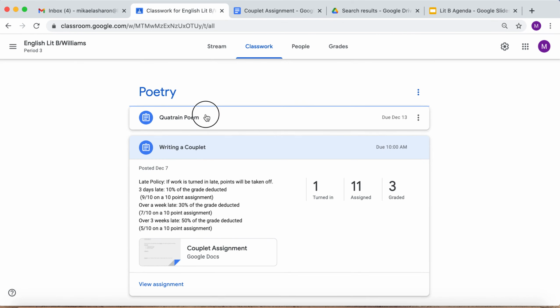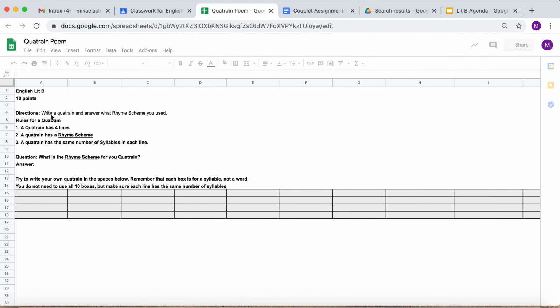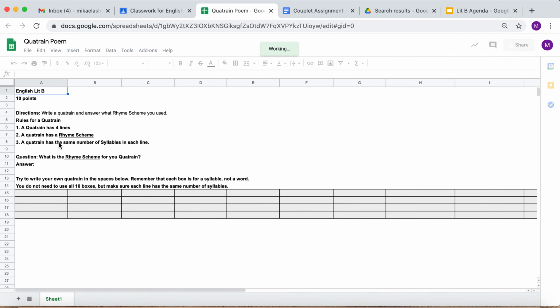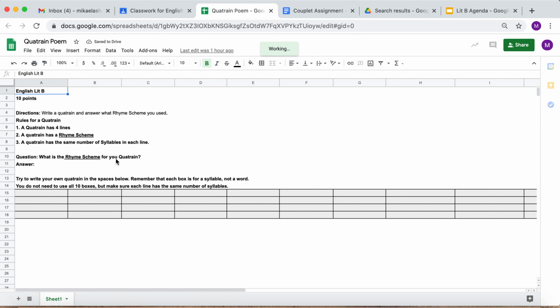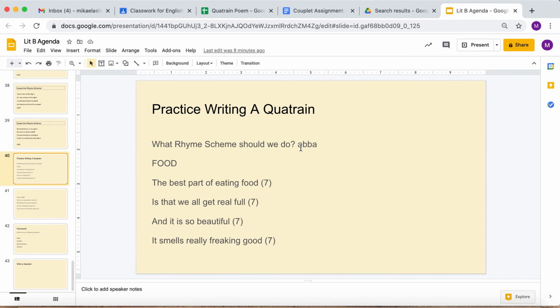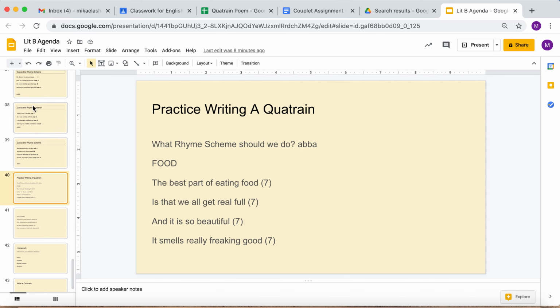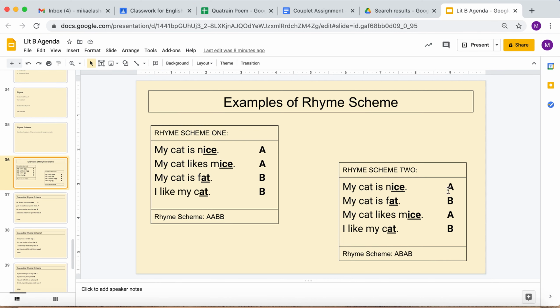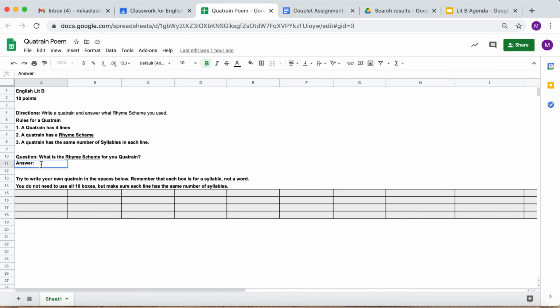So then for homework, I posted this quatrain poem assignment. And you are to write a quatrain and then answer this question about what is the rhyme scheme for your quatrain. So it could be, remember, AABB, or it could be ABBA, or I think we had one that was ABAB. So here is where you would put what your rhyme scheme is. And then each one of these boxes is for a syllable for you to write.